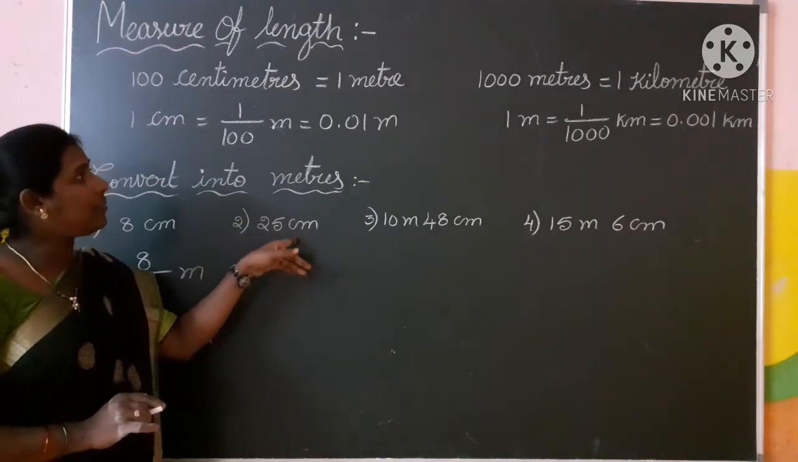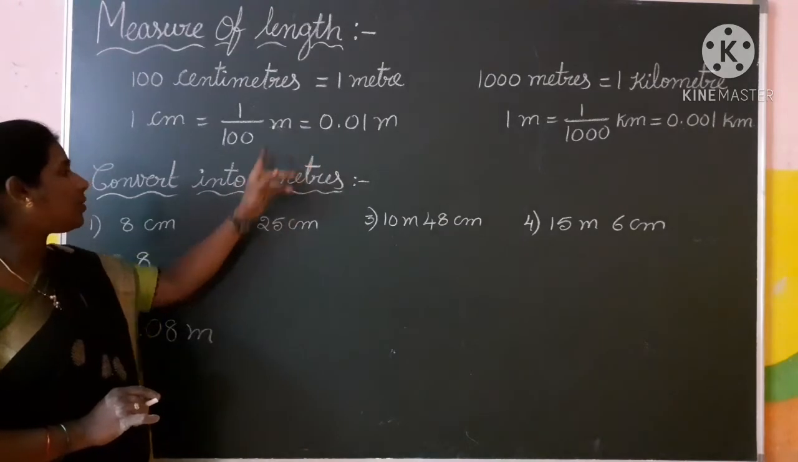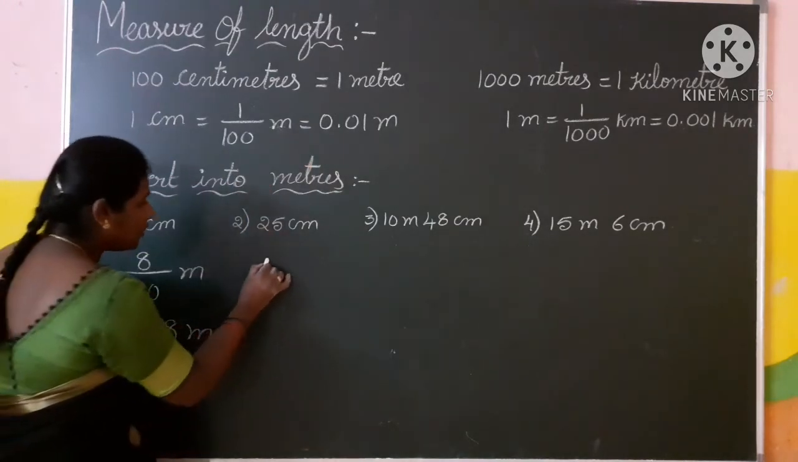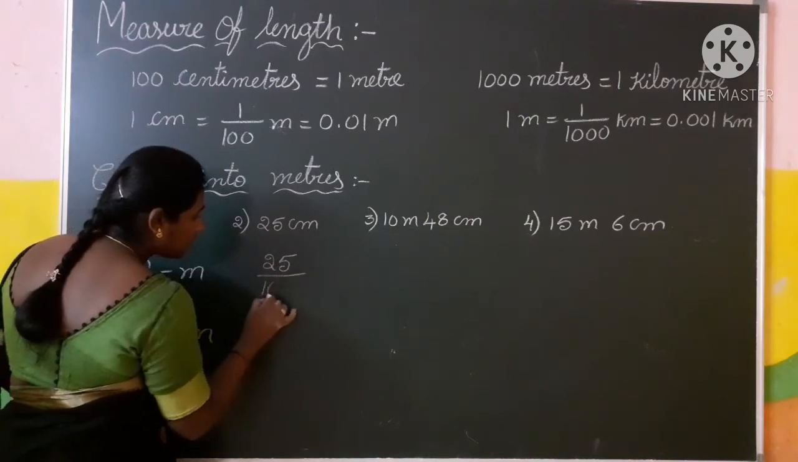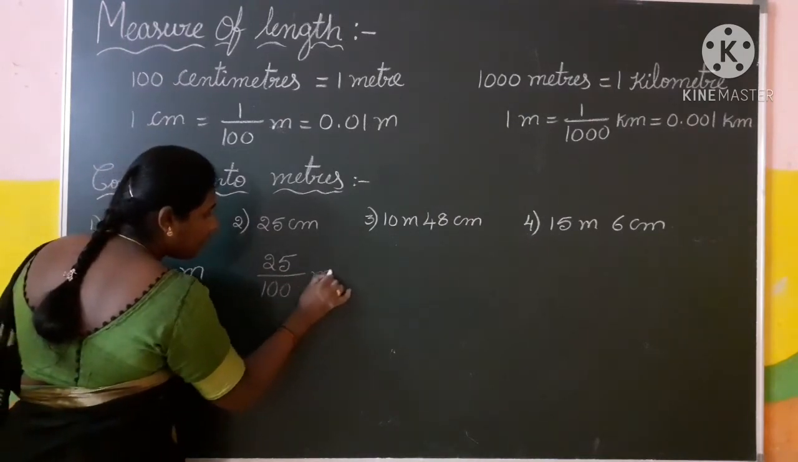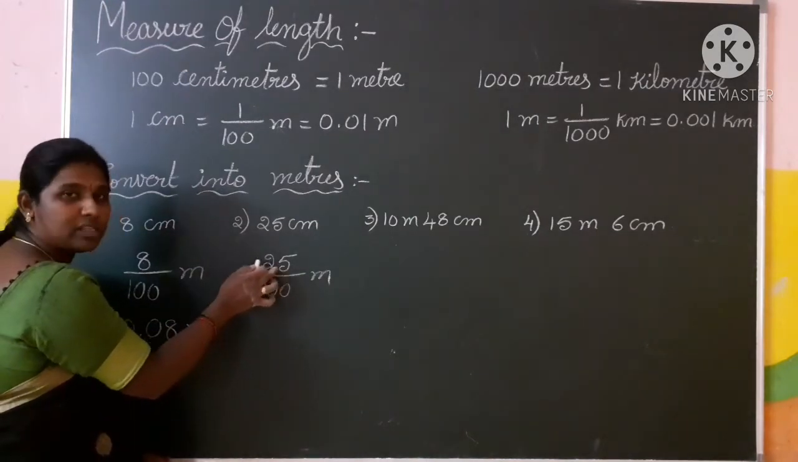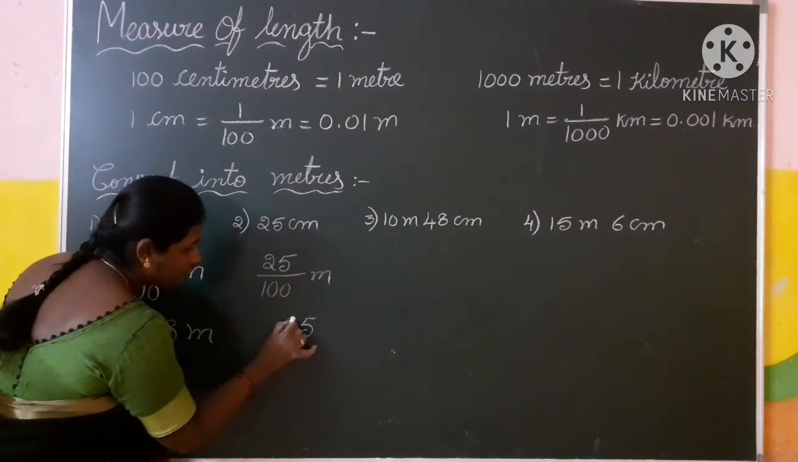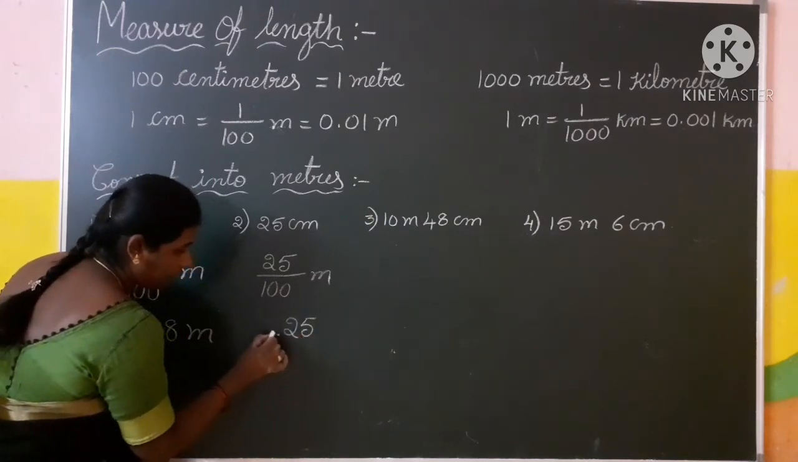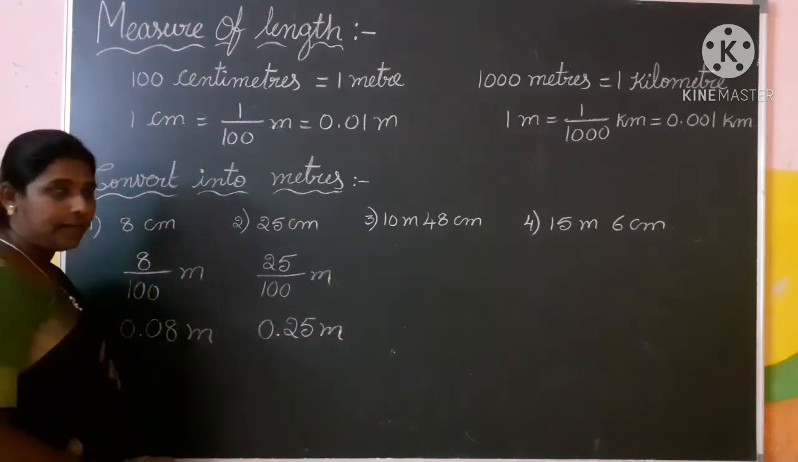Next one, 25 centimeters. 1 centimeter is equal to 1 by 100 meters. So 25 centimeters is 25 by 100 meters. In the denominator 2 zeros, so we should put 2 numbers after the point in the numerator: 2, 5, with 0 before the point. So the answer is 0.25 meters.